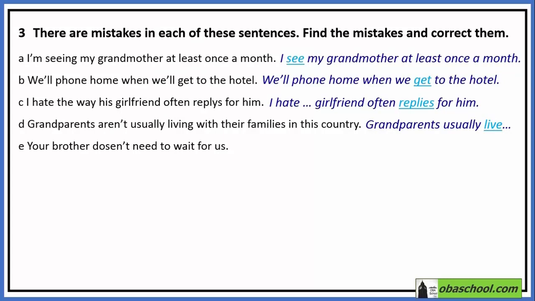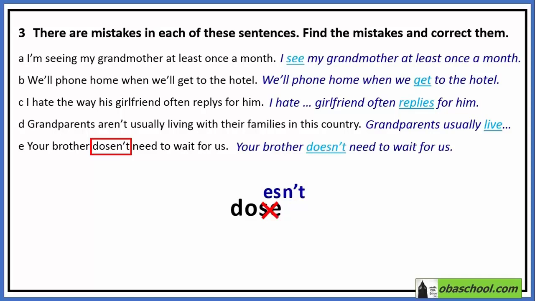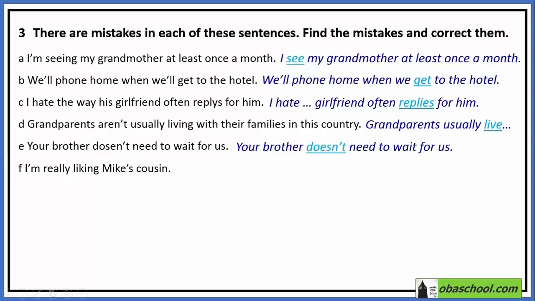Now let's go to E. Your brother doesn't need to wait for us. The mistake is in doesn't. Doesn't is not written like that. It's not SE, it's ES. Does and not does. So to correct it, we should exchange the ES. Your brother doesn't need to wait for us.